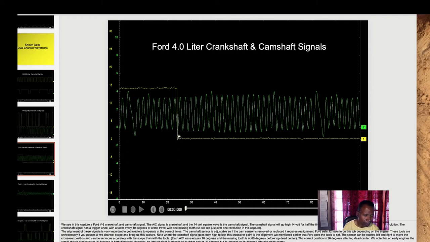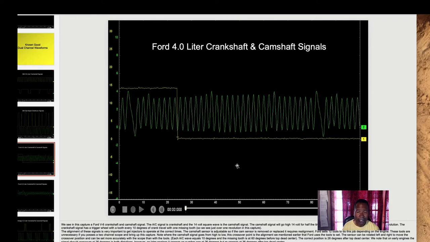On the earlier models, number one is at 26 here, and it repeated itself over here at 26. On the later models, number one is at 26 and it recrosses at 36. But either way, this is a good pattern.